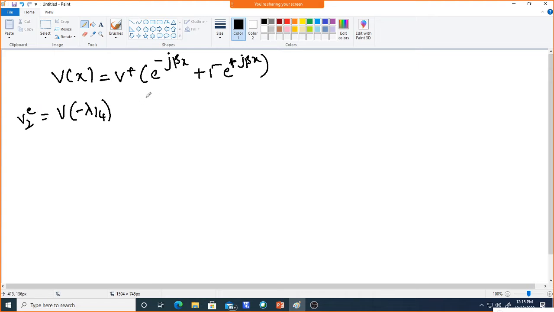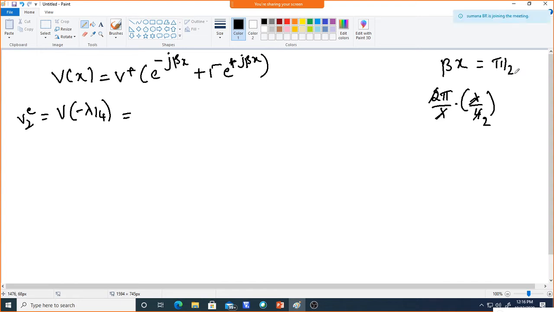So you put the value of x as lambda by 4. Beta x we need to find. What is beta? It is equal to 2 pi by lambda. Then what is x? It is lambda by 4. So now what will your beta x be? It is pi by 2. So beta x will be equal to pi by 2. Now substitute that: e power minus j pi by 2 plus gamma into e power j pi by 2.